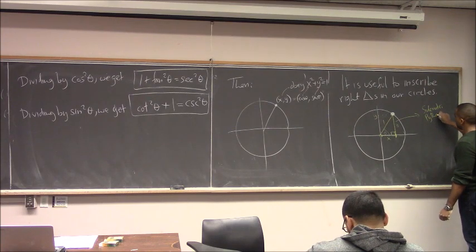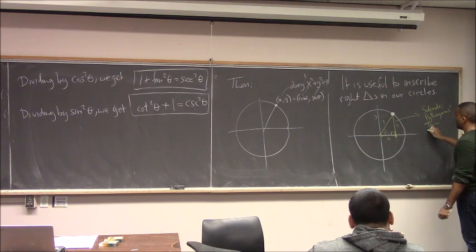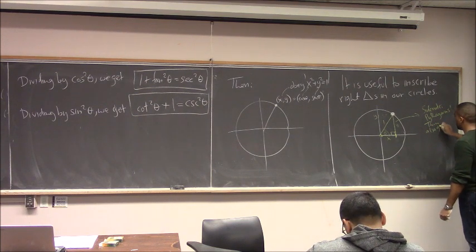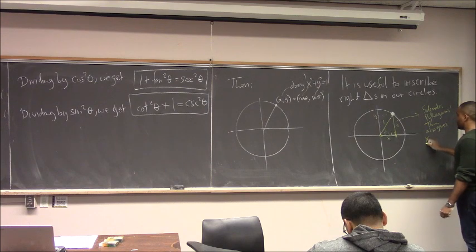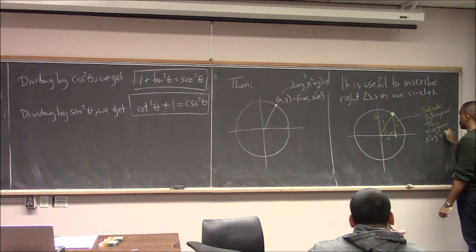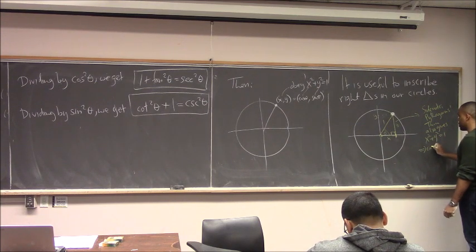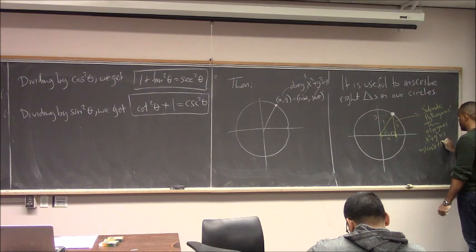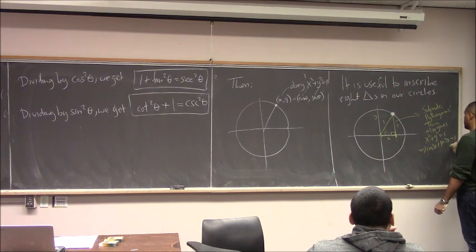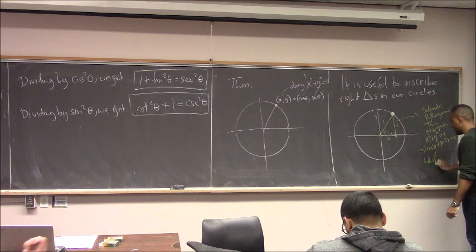Pythagoras' theorem also gives x squared plus y squared equals 1, which also implies that cosine squared plus sine squared equals 1, and that's why it's called Pythagorean identity.